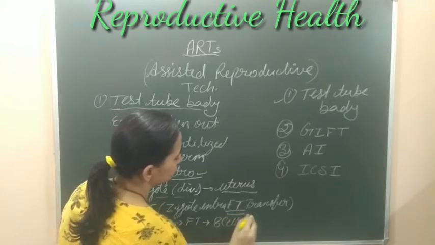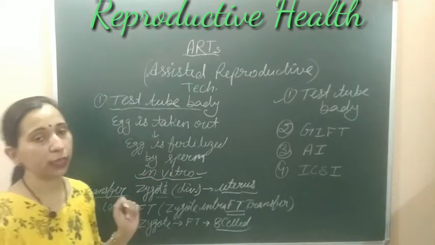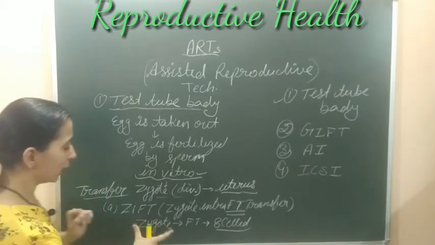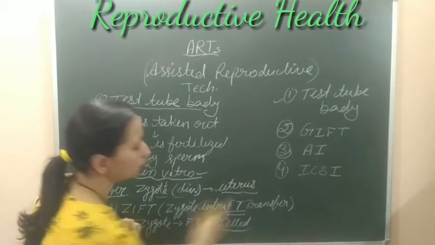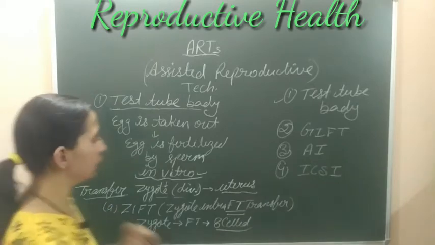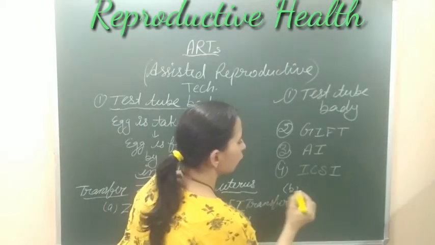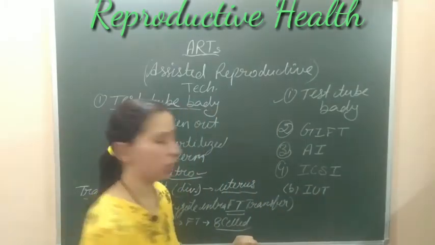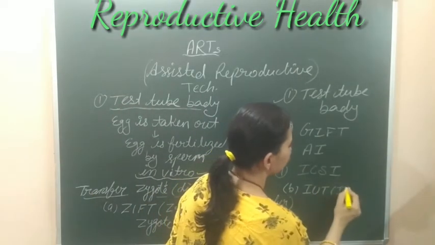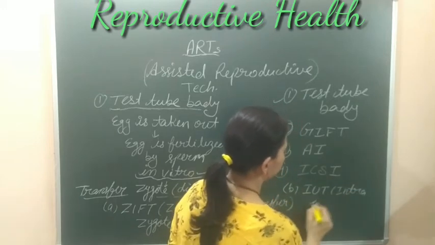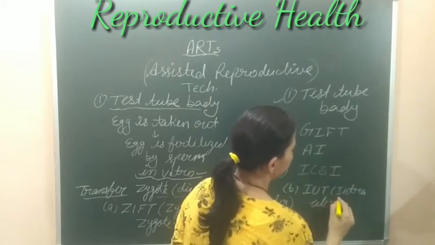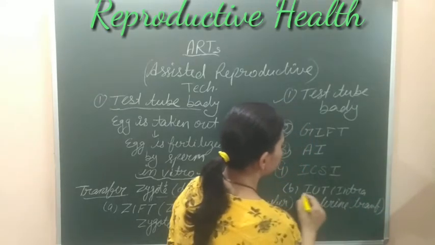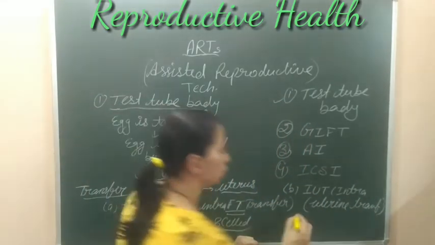8 cell stage के अंदर जब zygote होगा उस टाइम पे zygote का ट्रांसफर जो है वो fallopian tube के अंदर अगर किया जा रहा है, then we call it zygote intrafallopian tube transfer. The second type of this technique is known as intrauterine transfer, IUT. This is the technique where the zygote is transferred into the uterus.